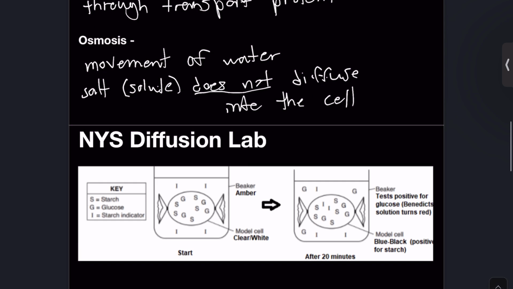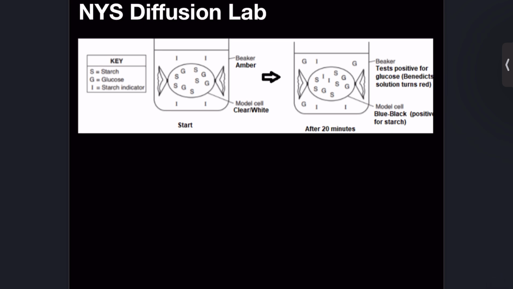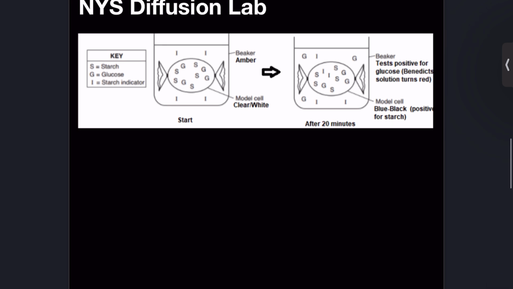So now, looking down, we have one of our key labs that you need to know, which is the New York State Diffusion Lab. And we have an image here which shows the before and after. So in the image, we have the start with our container. We have our beaker here, and we can look at the key to see what they mean. We have starch and glucose starting inside our cell, and then an iodine, which is the starch indicator, on the outside. And then after leaving this for a while, we see that the glucose has diffused out of the cell, which is towards equilibrium.